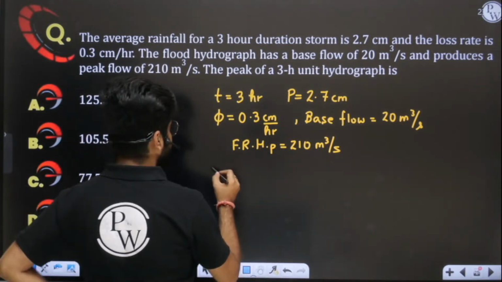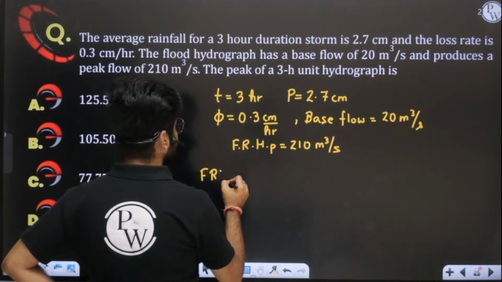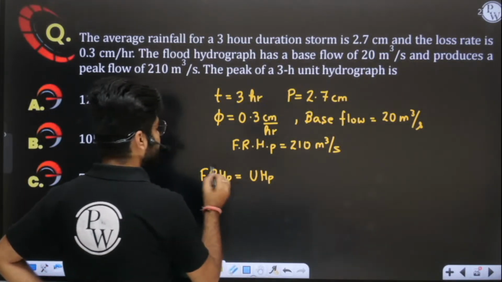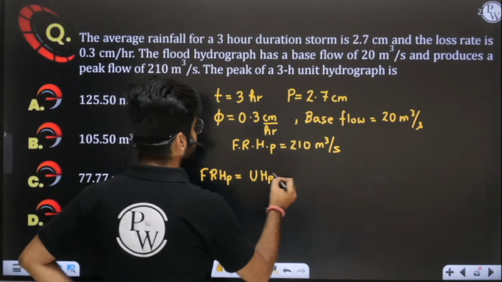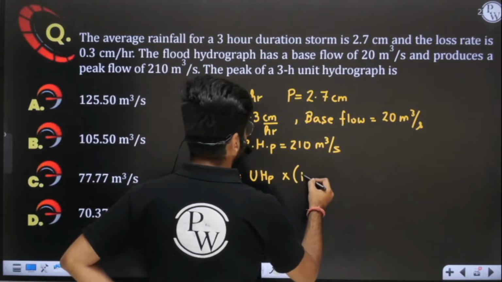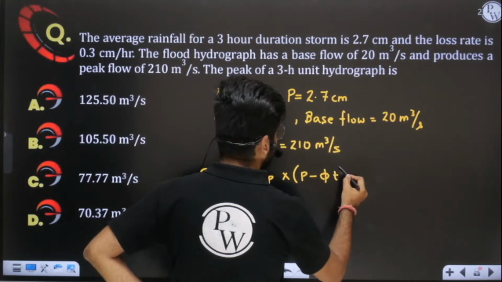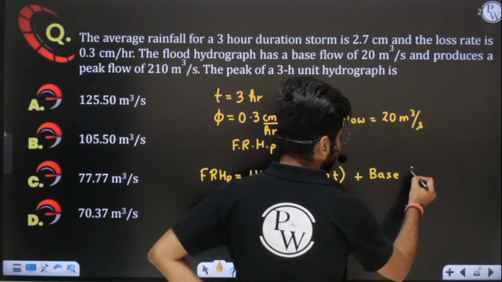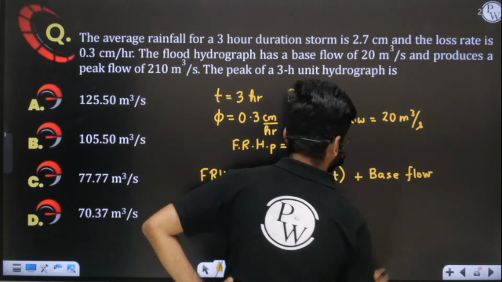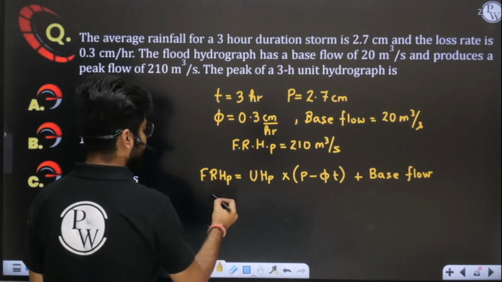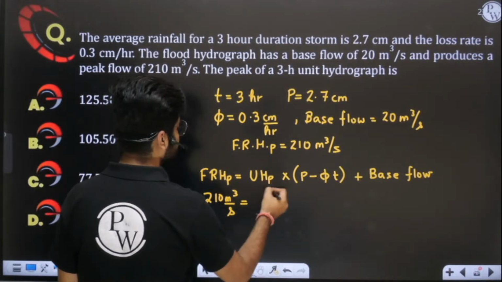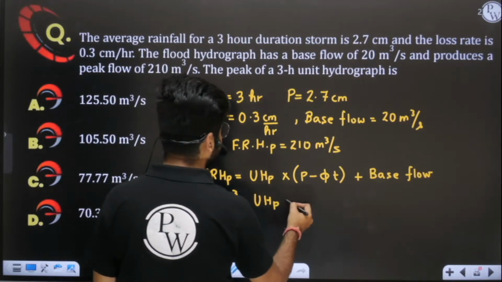Okay. Sir, I will use my basic formula. Okay, this is the basic formula. Now FRH peak is given to me. I have to find UH peak. UH peak equals FRH peak minus base flow, divided by P minus phi T. FRH peak is how much? 210 meter cube per second.